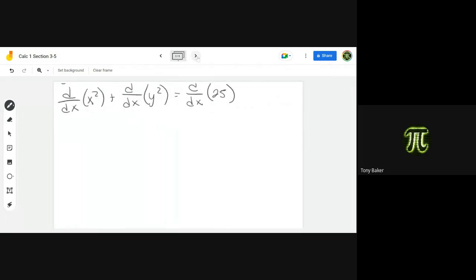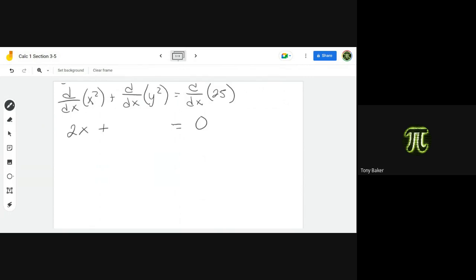All right, so what's the derivative of x squared? 2x. What's the derivative of 25? 0. So y is a function, okay? When we're looking at doing the derivative of y, we have to do it as a chain rule.